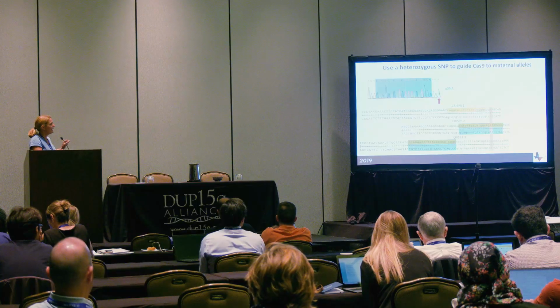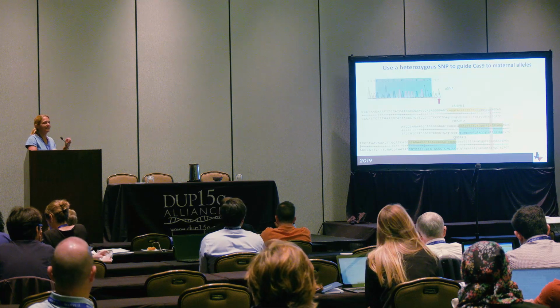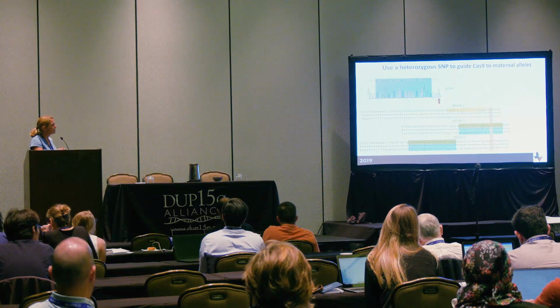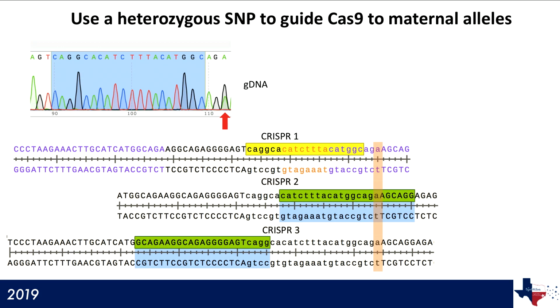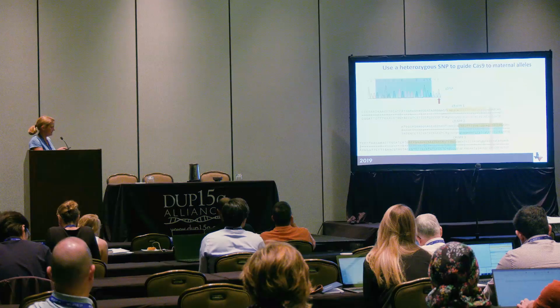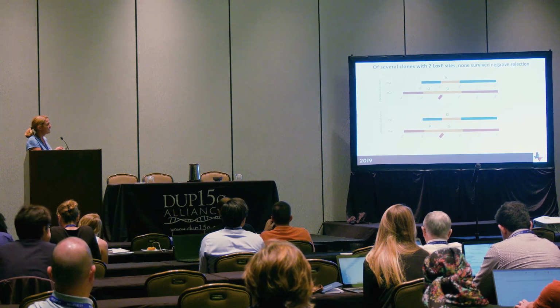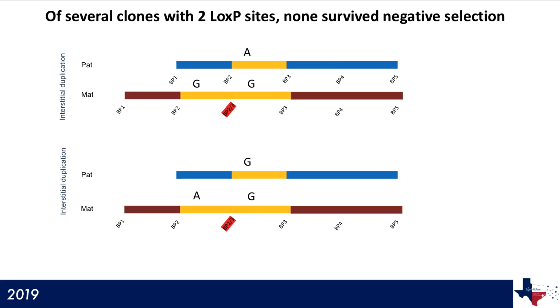And so we designed, I am wrong enough to know that I like backup plans and backup plans to backup plans, and so we picked a site where we had 3 different CRISPRs that would work. 2 of them are dependent on this SNP, and 1 of them is not dependent on the SNP. And so thus far, we've only tried the ones that are dependent on the SNP. And like I said, I'm so good at being wrong that of several clones that we had with the 2 LOXP sites, none of them survived negative selection, which was a good indication that we were never hitting both LOXP sites on the maternal alleles.